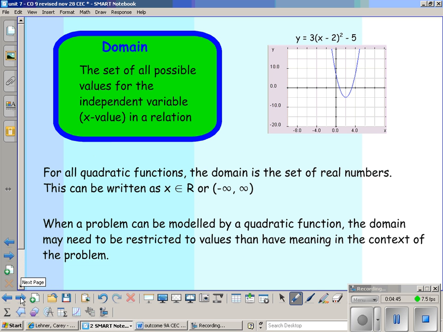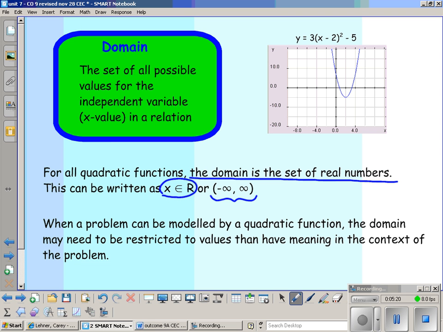Domain. Domain is the set of all possible values for the independent variable, which is the x value, in a relation. We talked about domain back in Math 10 for linear functions. For quadratic functions, it's a little bit easier. If you are not dealing with a situation, if it is just a graph, the domain is the set of real numbers. You can write it as x is an element of reals, or we can use interval notation, which is what you may have done back in Math 10.